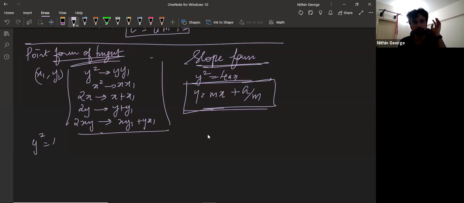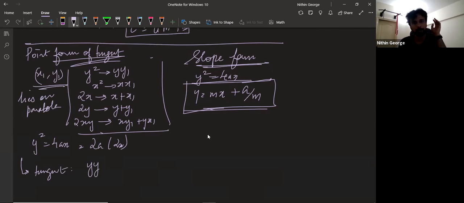So you have your equation like this, y square equal to 4ax. You'll write that as y square equal to 2a into 2x. Now, its tangent at the point x1 comma y1, which lies on the parabola or on the conic, would be what? y y1 equal to 2a into (x plus x1).